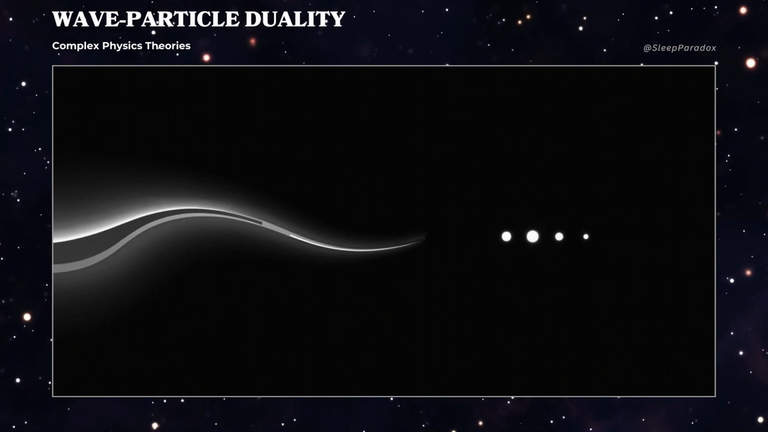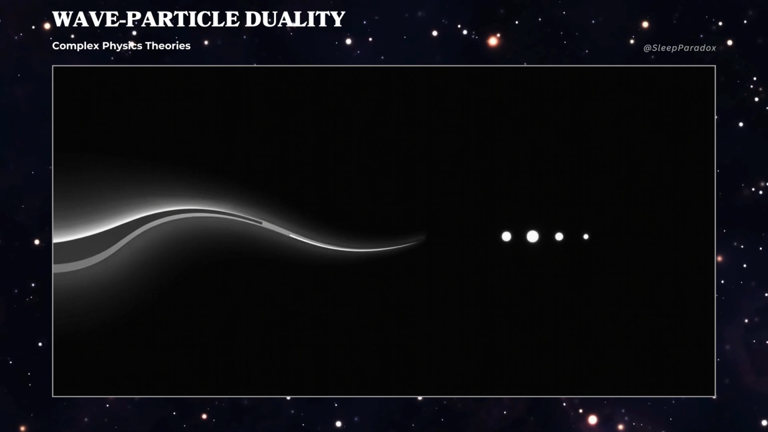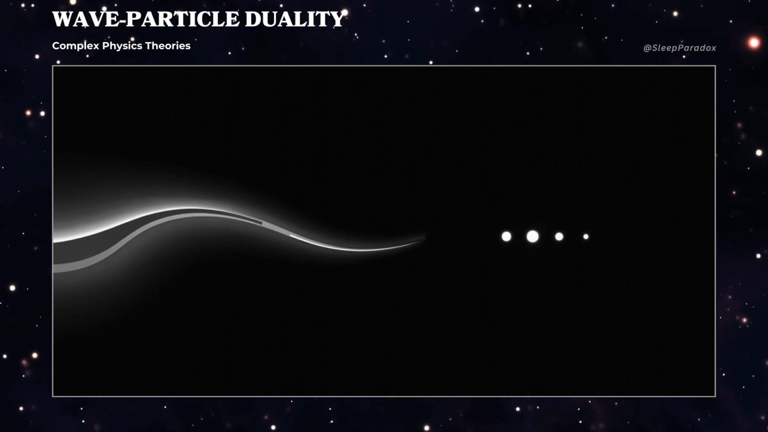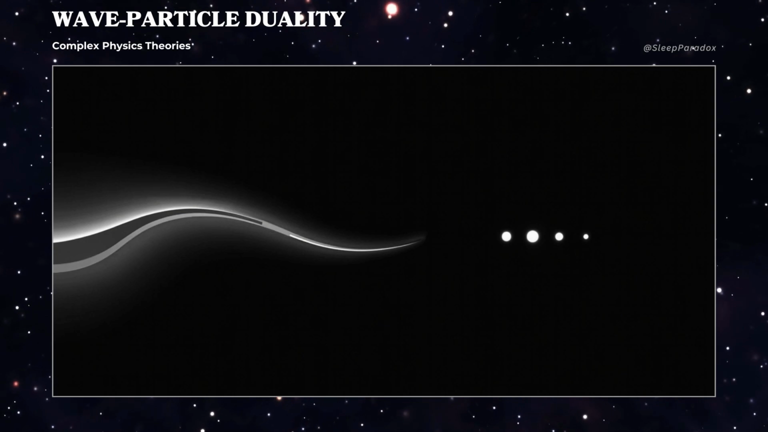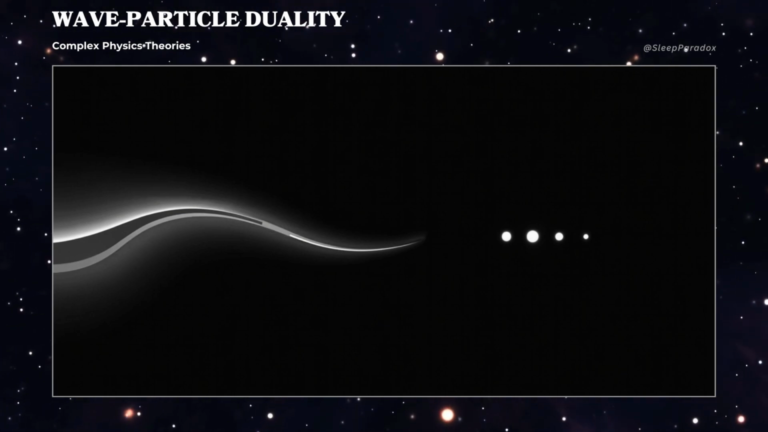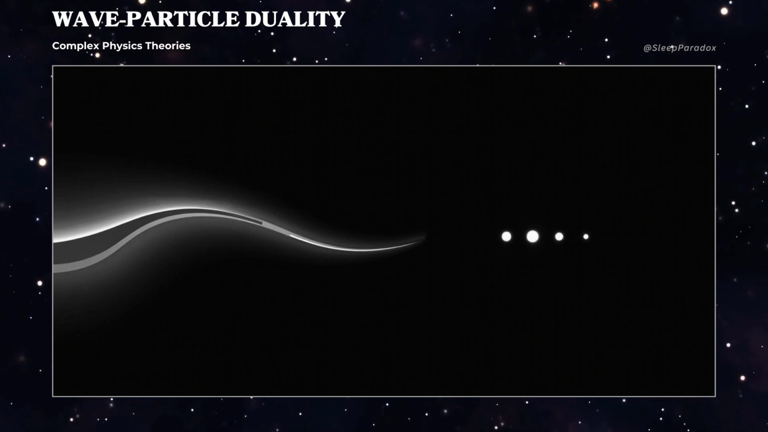Wave-particle duality is not just a curiosity. It's at the heart of quantum physics and essential to understanding the behavior of atoms, molecules, and light. It also lays the foundation for quantum technologies, including electron microscopes, lasers, and quantum computers.